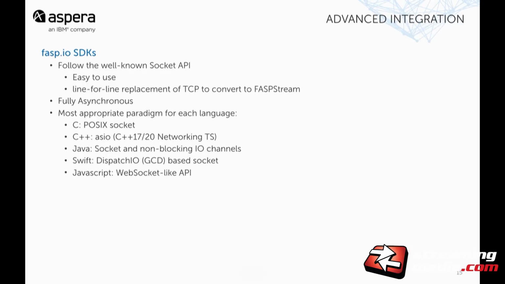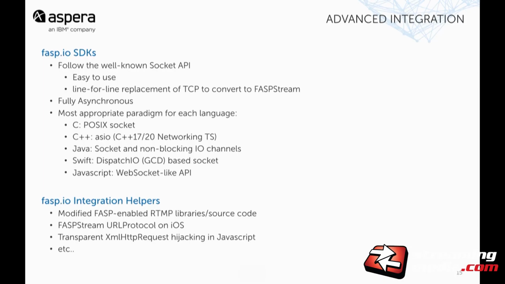It's fully asynchronous. We try to find the most appropriate paradigm for each language. So in C, it's the POSIX socket. In C++, I don't know if you guys are familiar, there's this beautiful asynchronous I/O library that's becoming the standard for network programming in C++, like literally the standard in C++20, called ASIO. So we really fully integrate with ASIO. It's just like an ASIO socket. You can do whatever you want with it. And Java, the famous Java socket, or the non-blocking I/O channels. On Swift, the Grand Central Dispatch, and in JavaScript, we match it to a WebSocket API, basically.